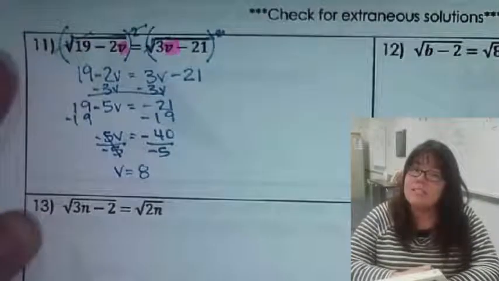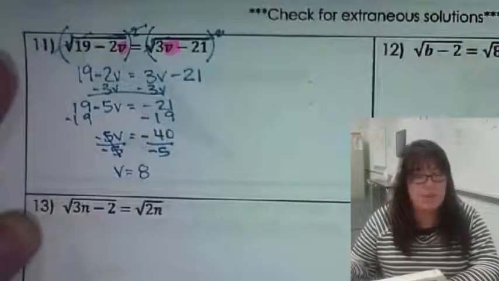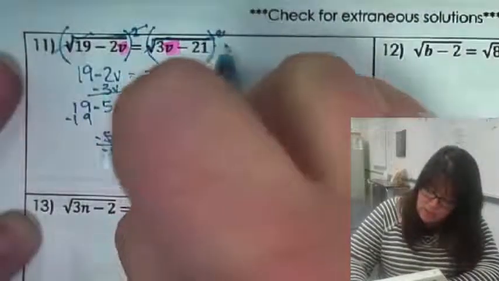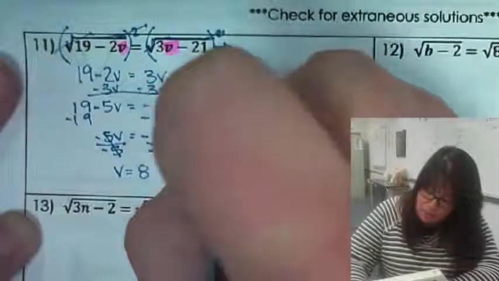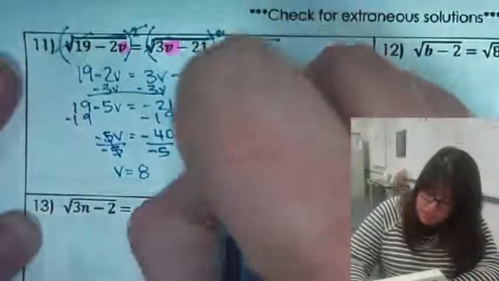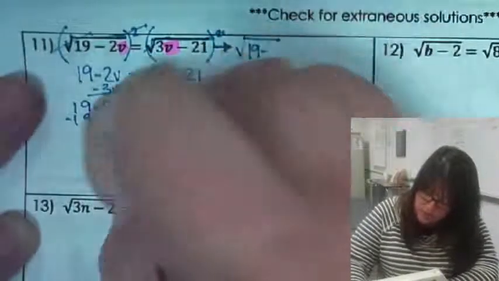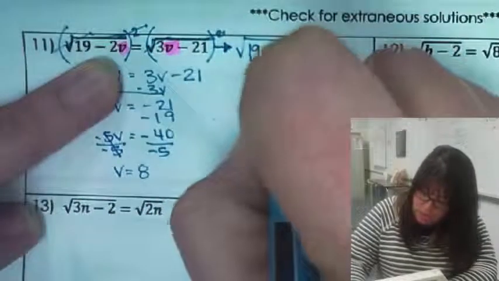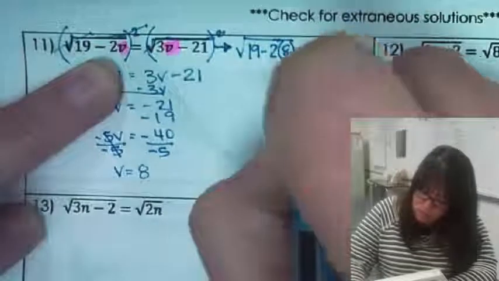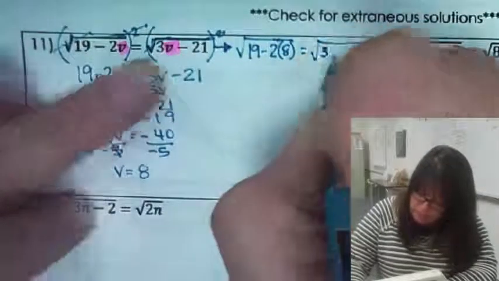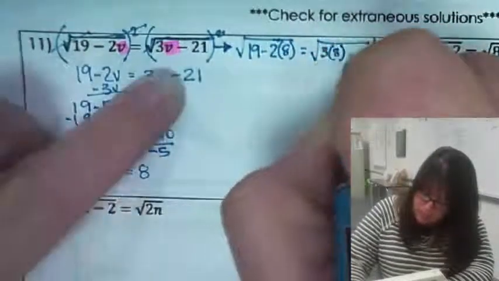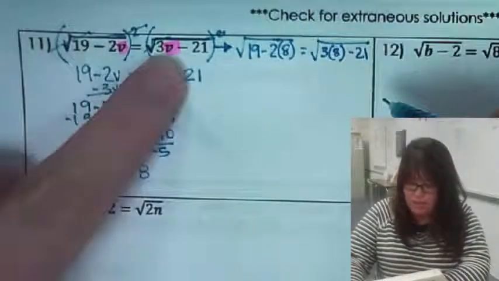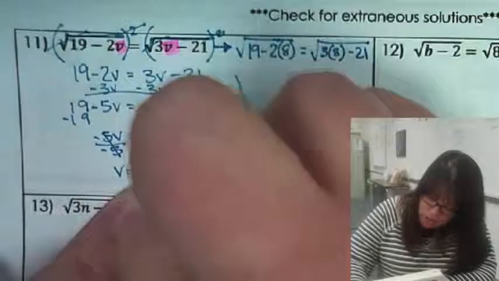Now, I have to still check just to make sure that that's not an extraneous solution. So what I'm going to do is use this original equation, and I'm going to plug in 8. So I would say I've got 19 minus 2 times v, and instead of v, I'm going to use 8. And that equals the square root of 3 times v, which I know is 8, minus 21. So I'm using this exact equation, but instead of v, I'm plugging in 8 to see if this actually works.